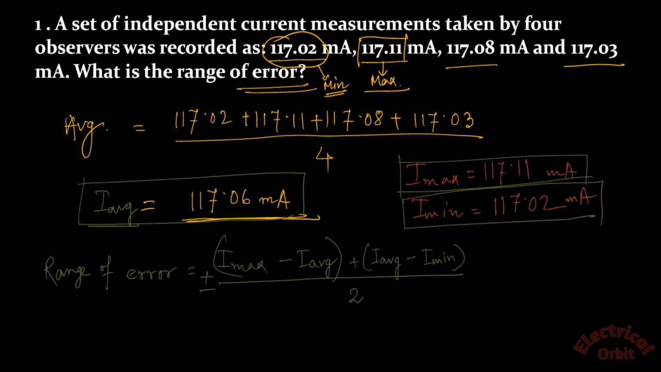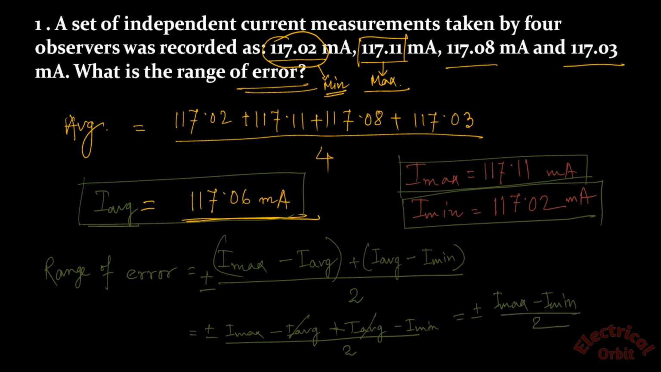Now one thing is that you can calculate it more swiftly. If you see this equation and open the bracket, we find that I average is present with both positive and negative signs, so we can simply cancel it out. It will speed up your calculation, and the value is (I max minus I min) divided by 2, equal to plus minus 0.045 milliampere. So this is the range of error of these readings.